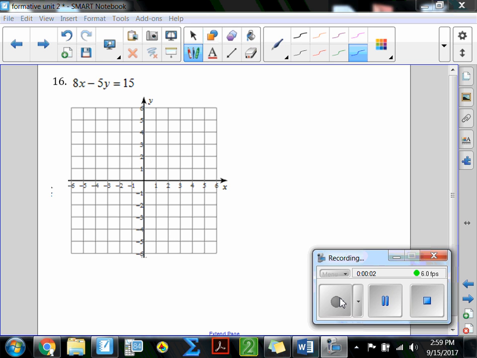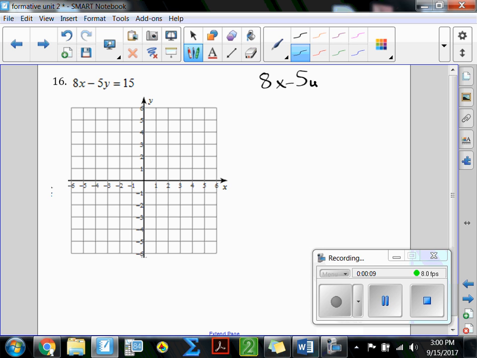This is number 16 on the graph. It's written in standard form. I'm going to put it into slope-intercept form first. 8x minus 5y equals 15. We always move the x term first. We do that by adding or subtracting. Positive 8 minus 8 is 0, so I'm going to subtract.